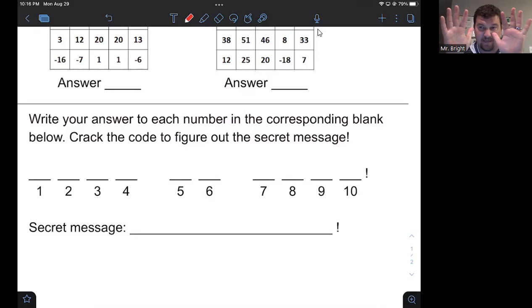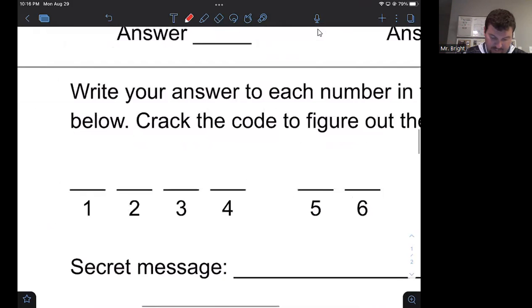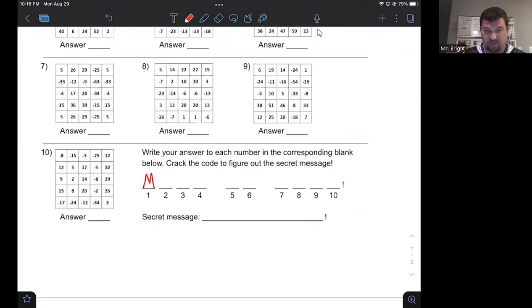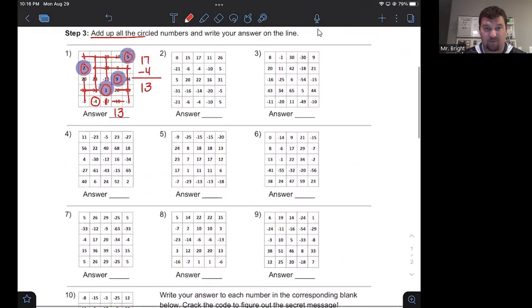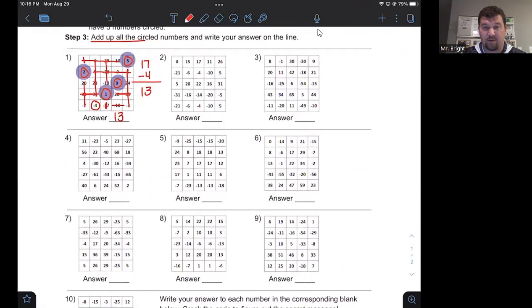So there's 10, K, L, M. So M is the 13th letter of the alphabet. So I'm going to put an M right there. Okay, and then I'm just going to continue that for all 10 problems. Whatever answer I get, it's going to be a letter of the alphabet. So the number corresponds to a letter.